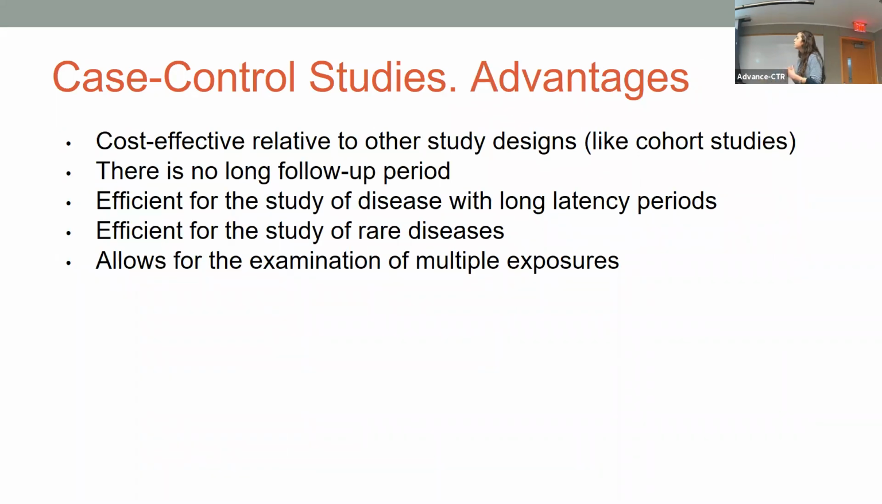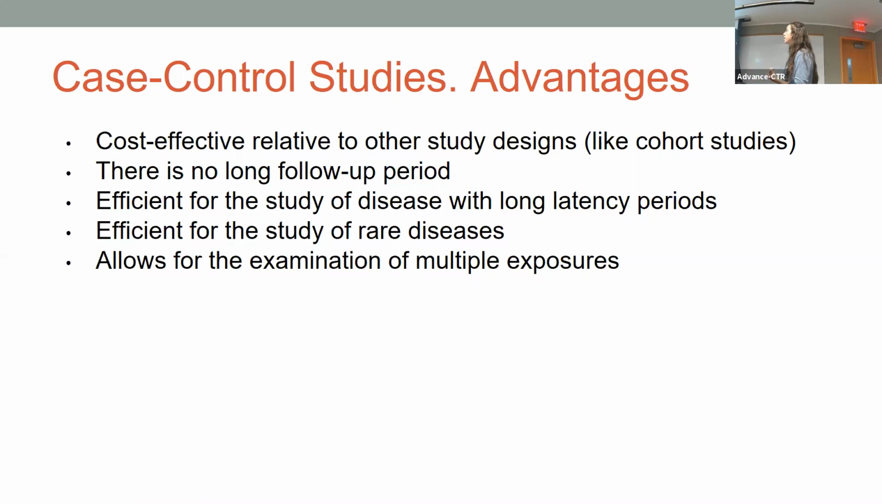So some advantages of case control studies is that they can be very cost effective to conduct relative to something like a cohort study, because you basically have a bunch of cases and a bunch of controls, and you're determining who was exposed and who was not exposed. There's not really a need to follow them over time and a really long waiting period. So that might work very well for certain study questions.